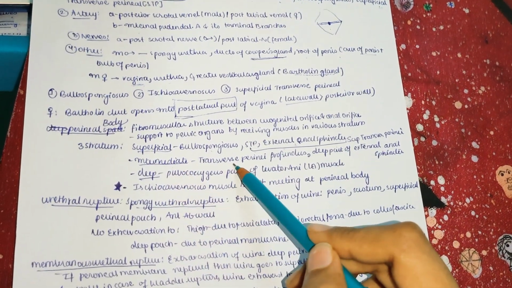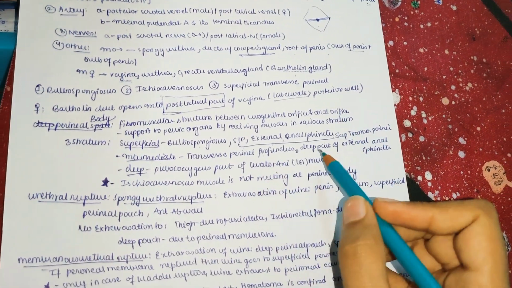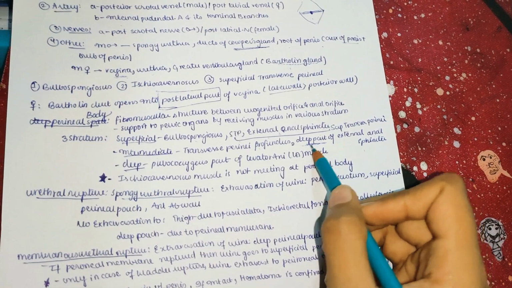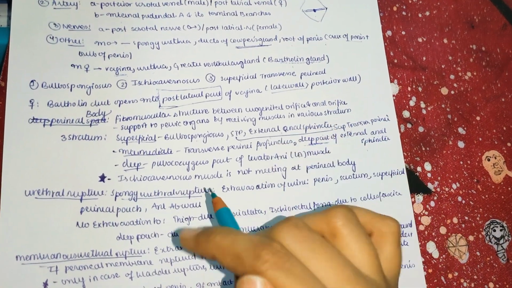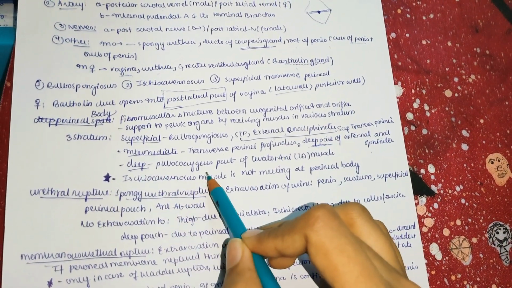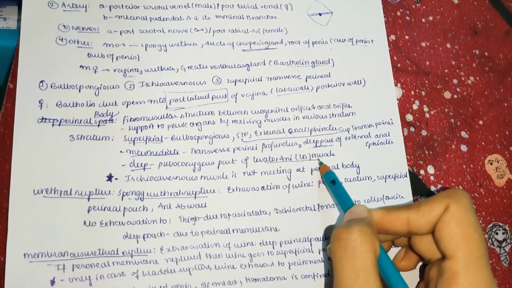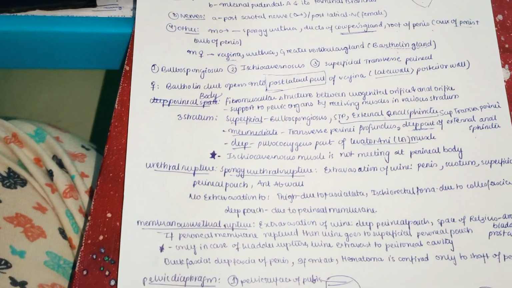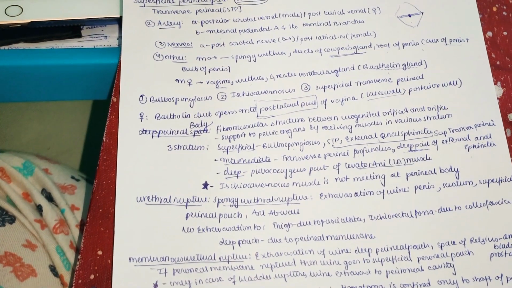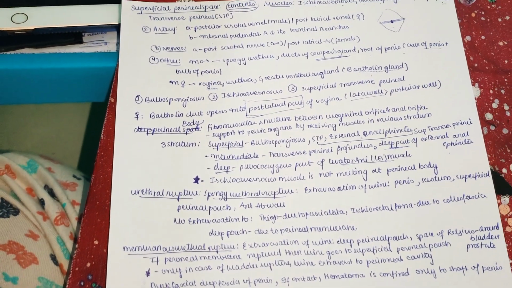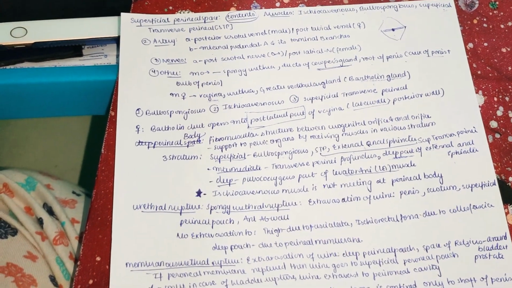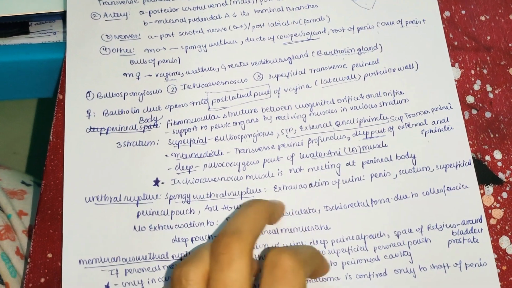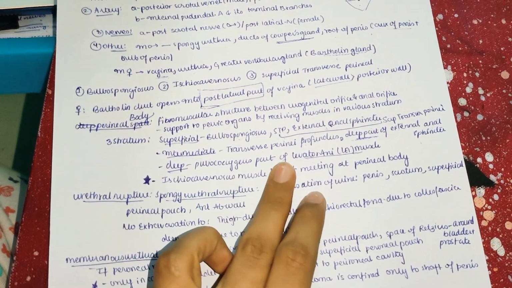Next, intermediate muscles are transverse perineum profundus, deep part of external anal sphincter. So deep part, okay, that is important. So it is present in deep space. Next, deep is pubococcygeus part of levator ani muscle. If you remember the levator ani muscle, it is actually present around the anal orifice, in the ischioanal space, right? So that levator ani muscle is present deep. Pubococcygeus part of levator ani.